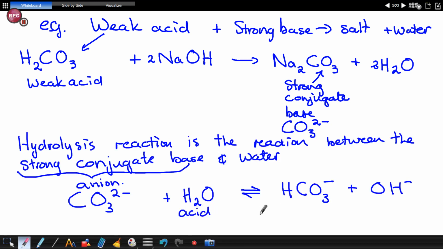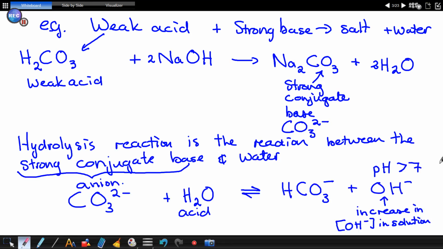Is the neutralization also a reversible reaction? No, not always. No, it's not. And because of the OH negative, the increase in the concentration of the OH negative in solution makes the pH higher than 7.